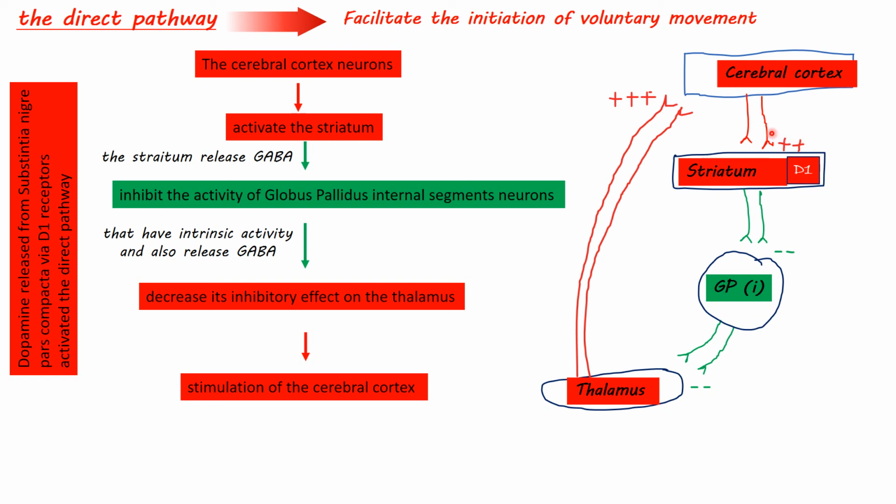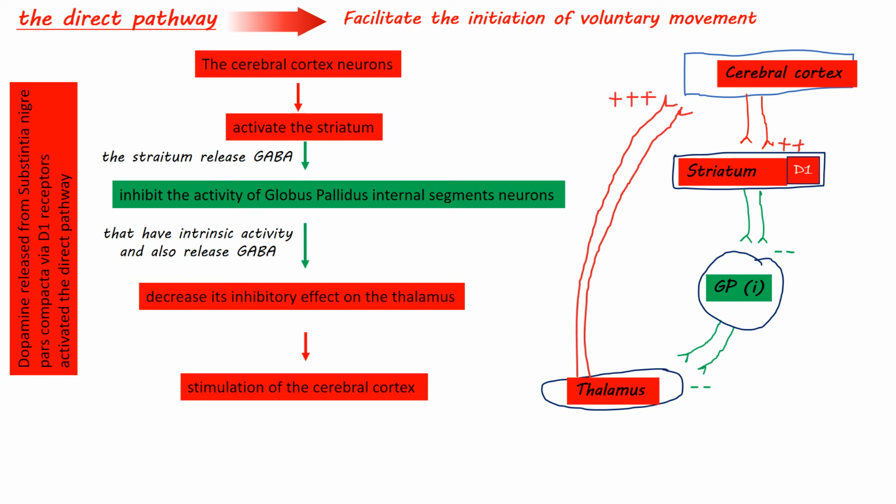So we have the direct pathway, which is concerned with the facilitation of the initiation of the voluntary movement. The dopamine will excite or stimulate the dopaminergic subtype 1, increasing the activity or facilitating the action of glutamate, activating the striatum. The striatum inhibits the globus pallidus internal segment, which leads to decreased release of GABA from the globus pallidus to the thalamus. Thalamus becomes disinhibited, or in between brackets stimulated, and this will stimulate the cerebral cortex. Role of dopamine: facilitate or activate the direct pathway. That is the direct pathway that helps in the initiation of voluntary movement.